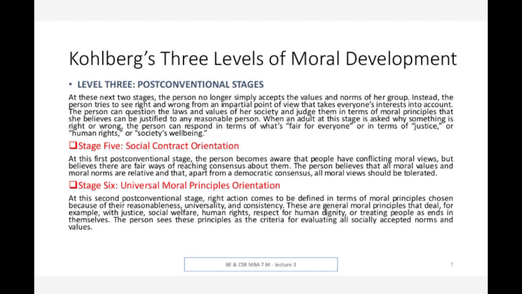Stage 6, Universal Moral Principles Orientation. At this second post-conventional stage, right action comes to be defined in terms of moral principles chosen because of their reasonableness, universality, and consistency. These are general moral principles that deal, for example, with justice, social welfare, human rights, respect for human dignity, or treating people as ends in themselves. The person sees these principles as the criteria for evaluating all socially accepted norms and values.